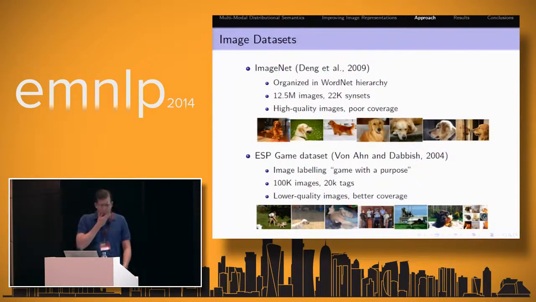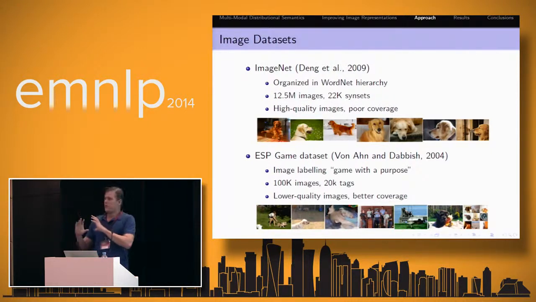To do that, we use two sources for our images. One is ImageNet. It's well known. It's organized according to the WordNet hierarchy. It's 12.5 million images, 22,000 synsets, and they tend to be very high-quality images. So you can see images here for golden retrievers.